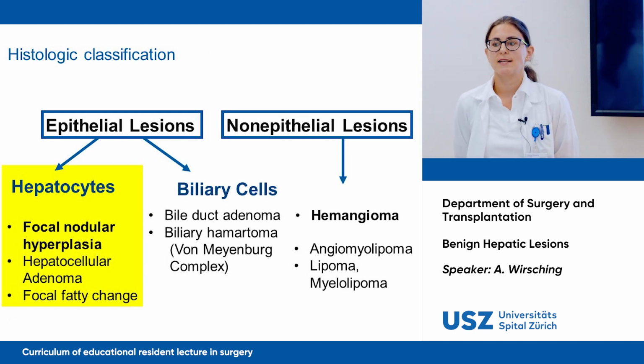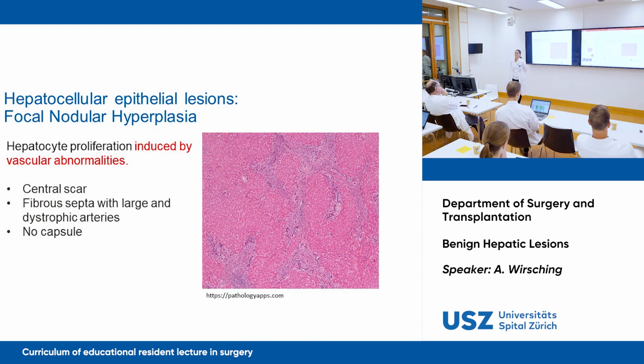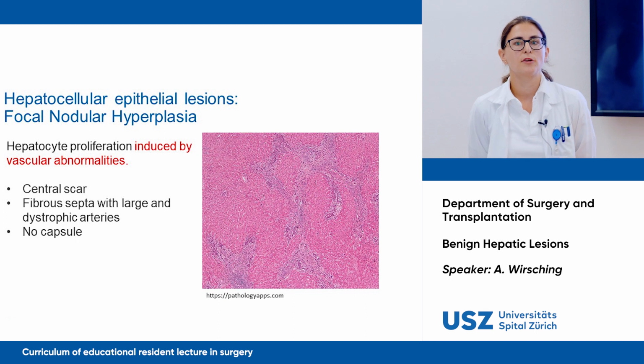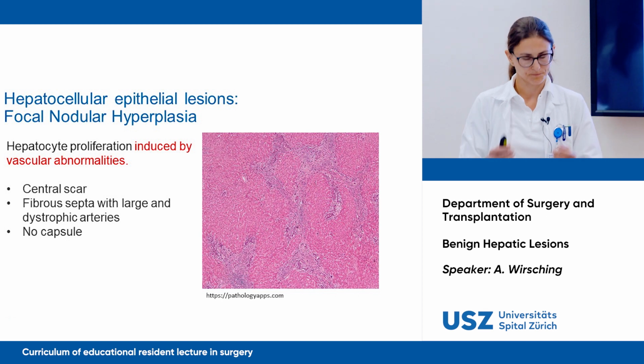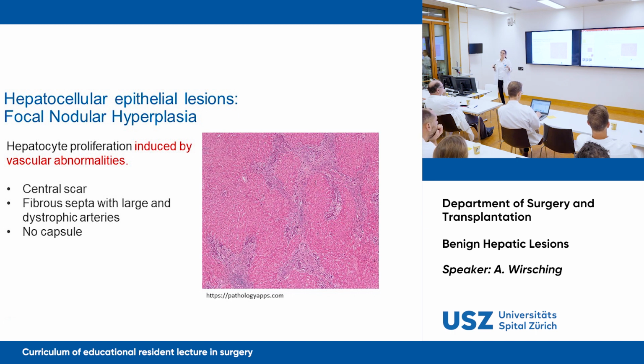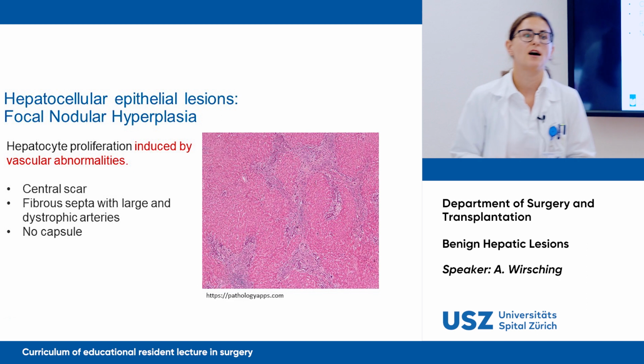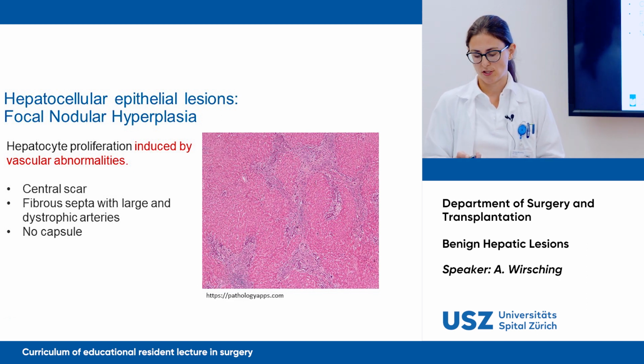We will start with the hepatocytes, and there with focal nodular hyperplasia. Focal nodular hyperplasia is a lesion thought to arise from abnormal vessels, which are feeding a part of the liver with enhanced arterial flow, and around this abnormal vasculature, hepatocytes start to proliferate in nodules. And those nodules usually are formed around the central scar, which contains the dystrophic artery, and also in a stellate form, dystrophic arteries are infiltrating this nodule in scar tissue. This is how it looks. It does not have any capsule, and hepatocytes are normal hepatocytes with no dysplasia.